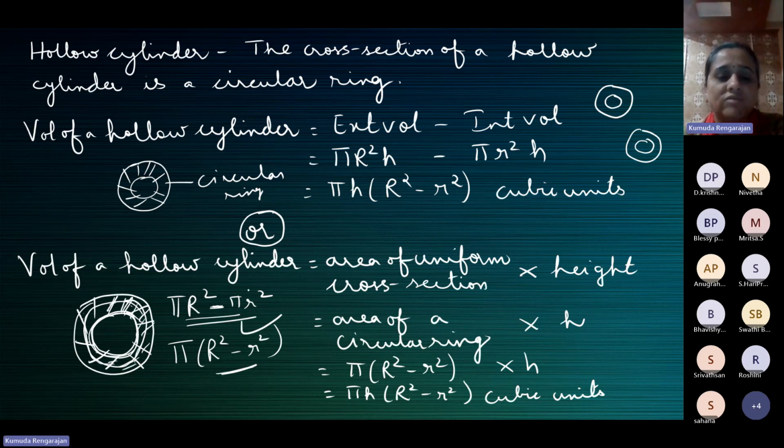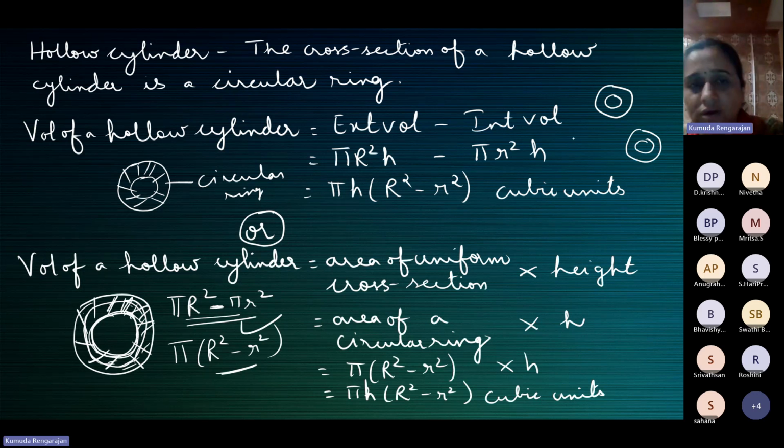So the volume of a hollow cylinder is the area of the uniform cross section into height. The area of the uniform cross section is pi into capital R square minus small r square, into h, or it is pi h into capital R square minus small r square cubic units. This is one way of understanding the volume of a hollow cylinder.